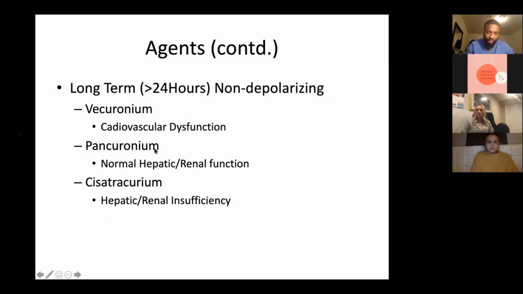So this was the one that we typically use, but like I said, depending on the patient's situation, these are the ones that you decide to use. So you have to know the patient.